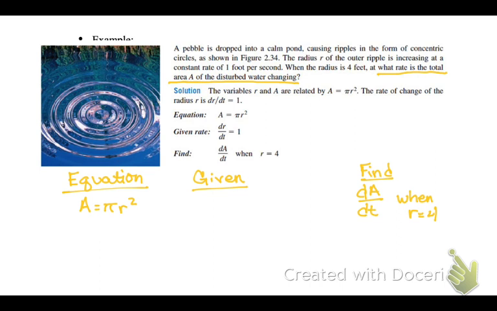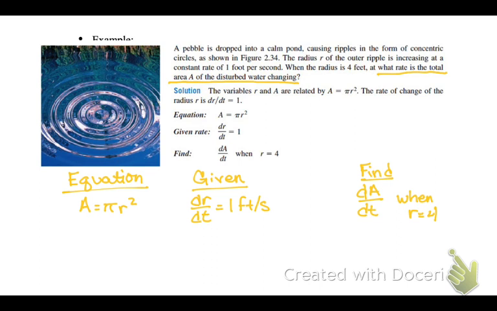So how did we know we were using area? It says area, right? Okay, what else do we know? What's our given? Radius is 4 feet. We got that already. dr/dt is 1, because it says 1 foot per second. And I like to put my units. They don't put their units. That bugs me. If I don't put my units, I tend to forget my units, which is not a good thing, right?